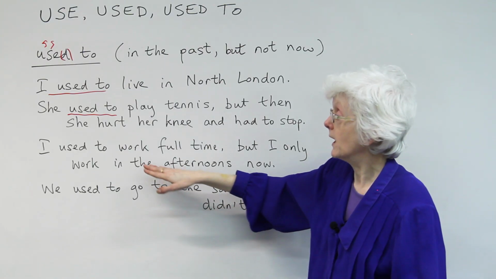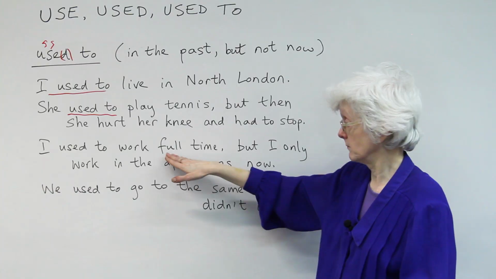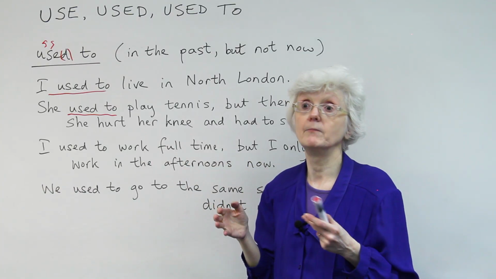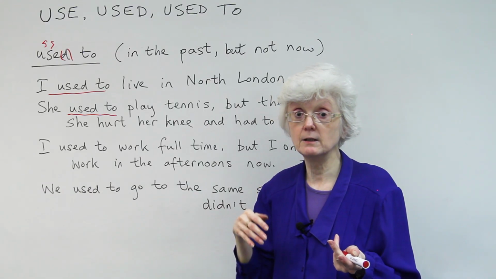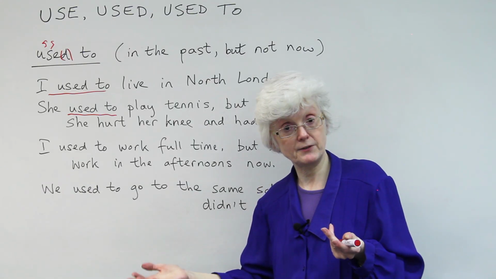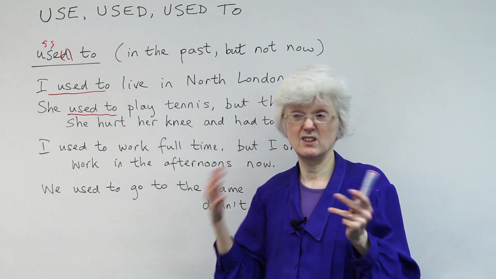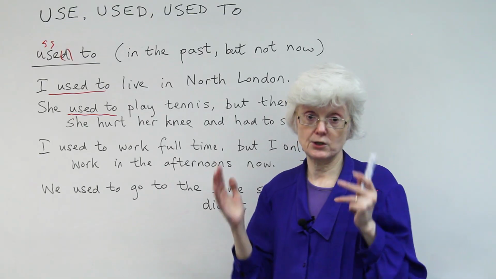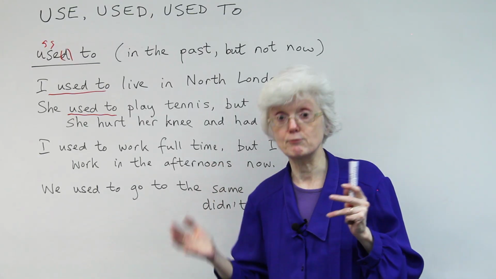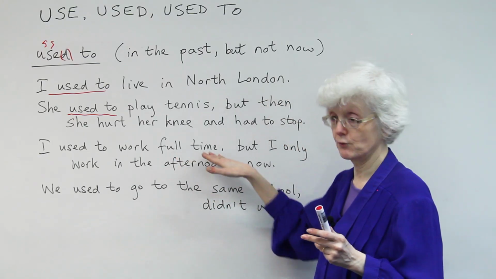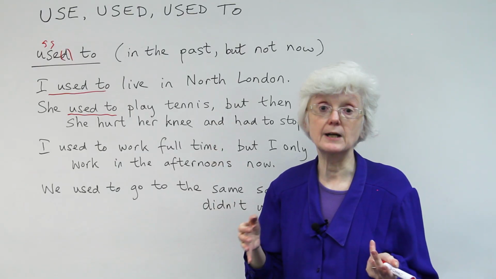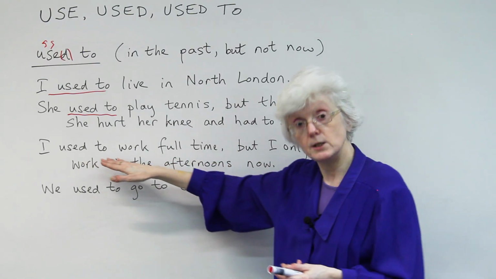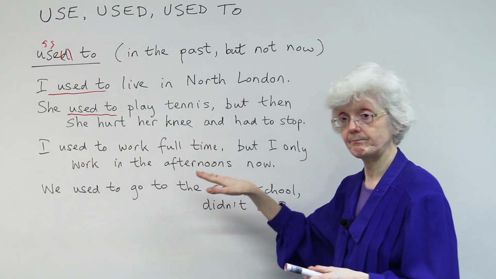Another one. I used to work full time. To work full time, that means from, say, 9 or 10 o'clock in the morning through to 5 or 5:30 at night. So like 7 hours. The full day, and that's usually Monday to Friday for a lot of people. That's full time. About 35, 36 hours a week is full time. So I used to work full time.